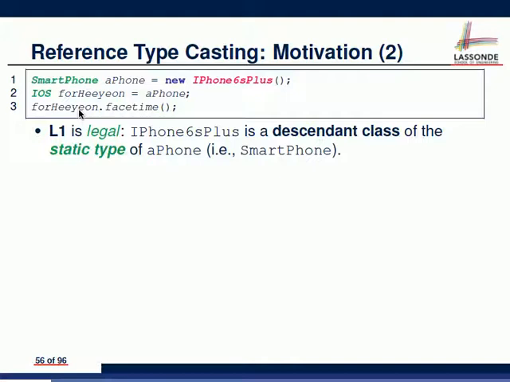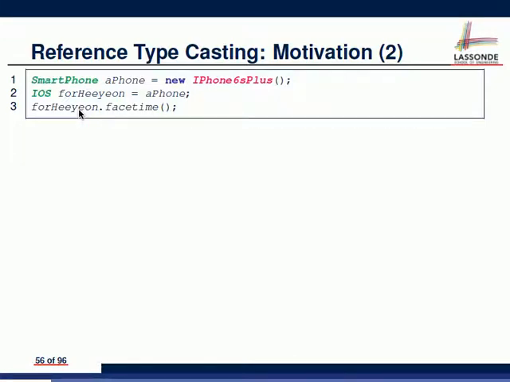Okay, so this example here is basically the same, because even though we know that a phone is really pointing to an iPhone 6s Plus object, we simply cannot do line number 2, because a phone's static type is smartphone, which is not a descending class of iOS. We know that it wouldn't compile, but we are so sure it should be okay. So what we can do is a cast.